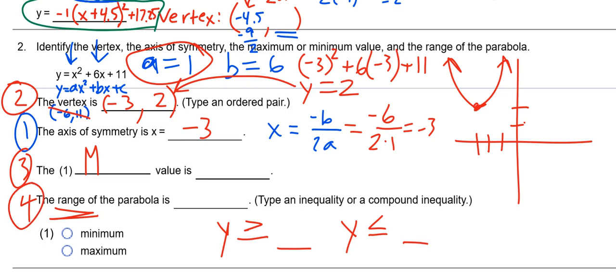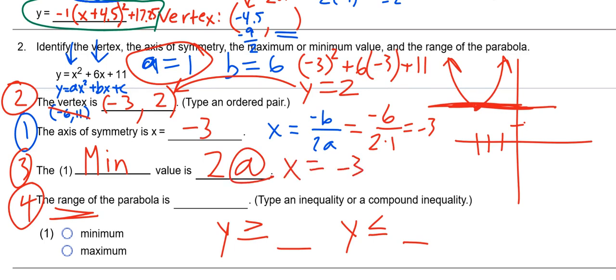Okay, I saw a lot of you saying that this was a minimum value. You are correct. What is that minimum y value? What is that minimum y value on the graph? 2. Where is it occurring at? At x equals -3. The minimum is 2. It's occurring at the x value -3.